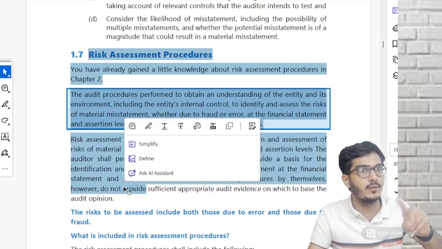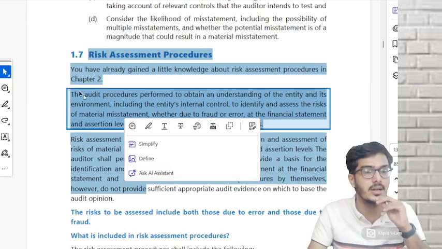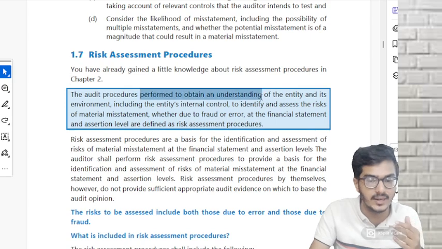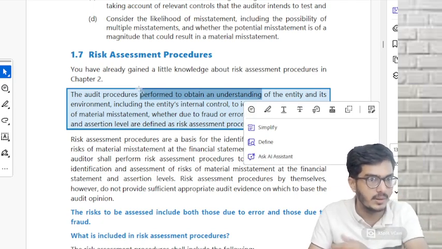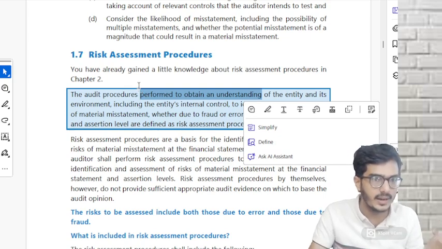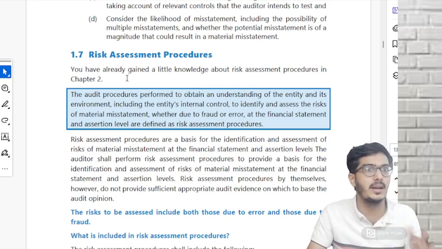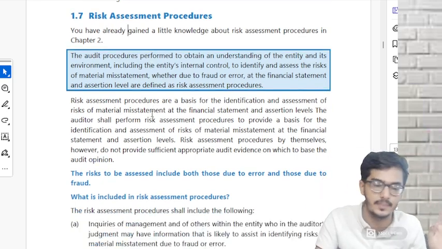If you remember, RAP was done in chapter 2. That box was there: RAP, risk assessment procedures. Risk assessment procedures are performed to obtain an understanding of the entity, environment and internal control. Correct or not? SA 315, identifying and assessing the ROMM. By doing what? By performing RAP. RAP is what? Understanding the entity, environment, internal control. Why? Misstatements can be either due to fraud or error. It can be at assertion level or at overall financial statement level.